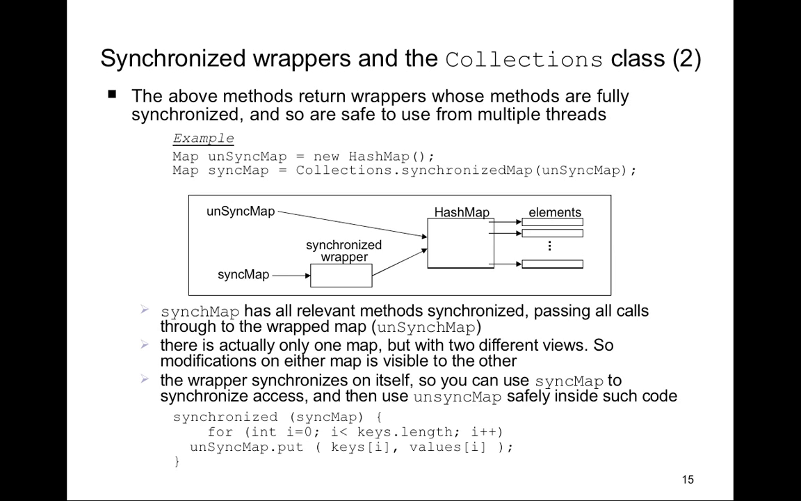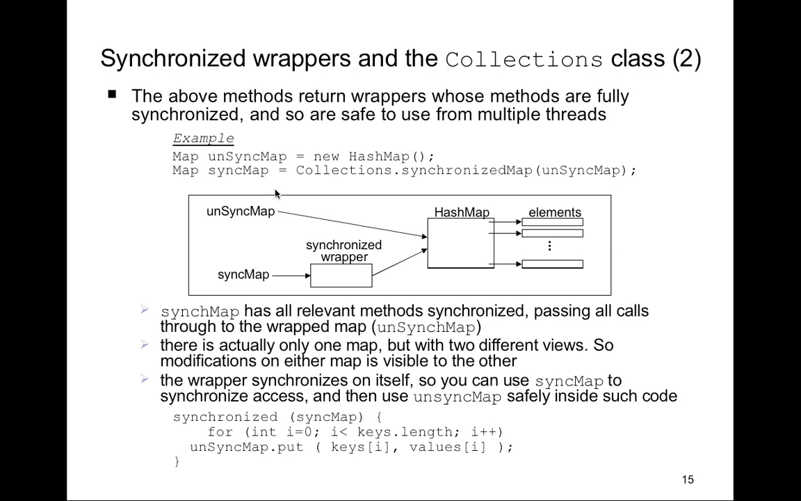Now, can you still get two processes that are trying to access the same piece of data simultaneously and both of them get wrong versions of it? Yeah, of course. It's not 100%. But it helps. It cuts down on some of the problems. So here's another synchronization example. The above methods return wrappers whose methods are fully synchronized, and so they are safe to use for multiple threads.